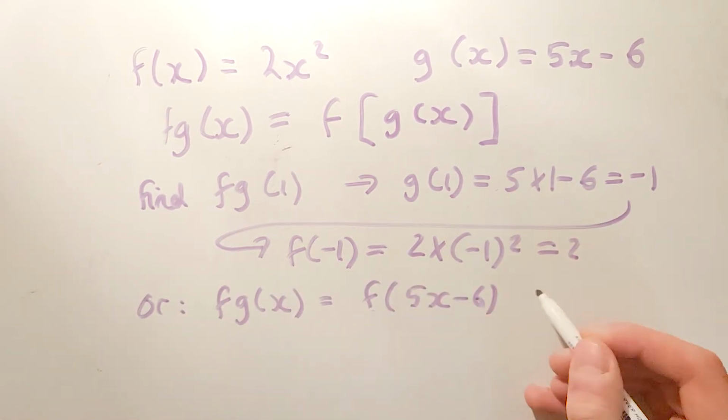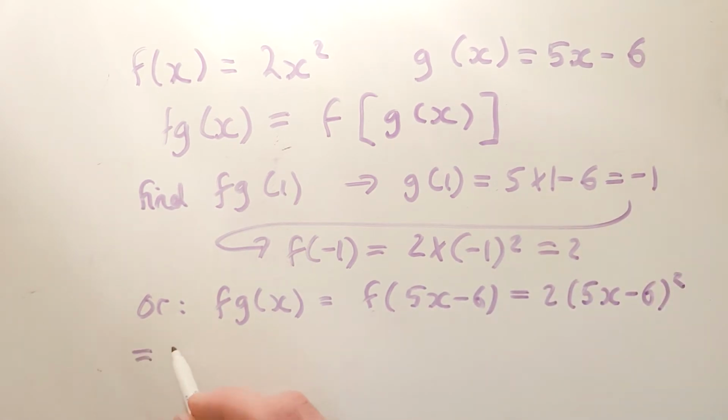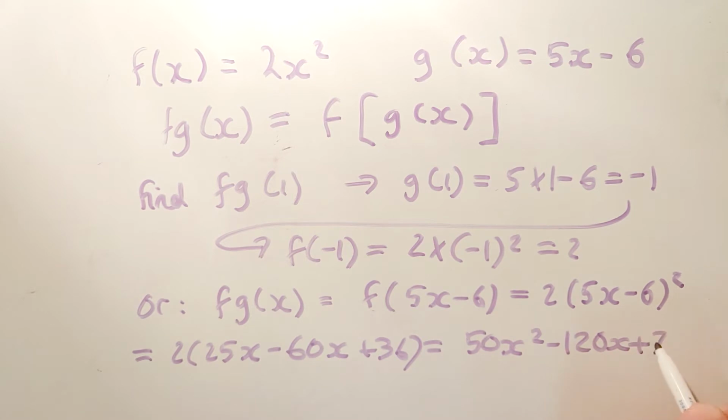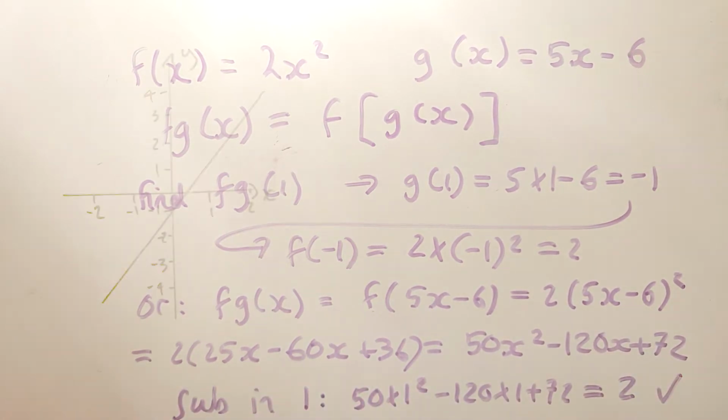Or we can substitute g of x directly into f of x. Working through the algebra gives a direct expression for fg of x, and substituting in shows that this is equivalent. The first method is quicker in this case, but for lots of values the second could be quicker.